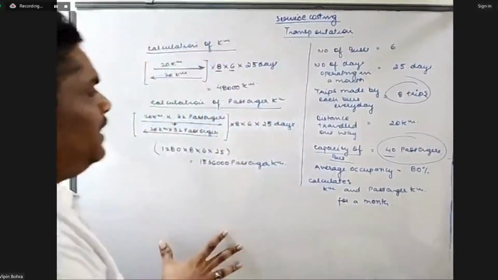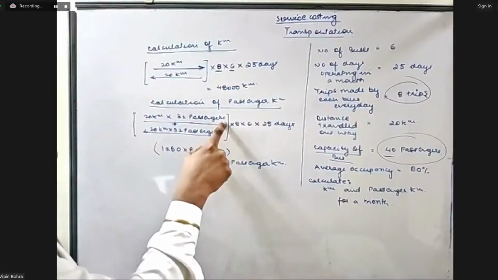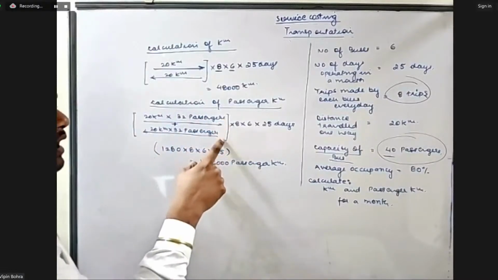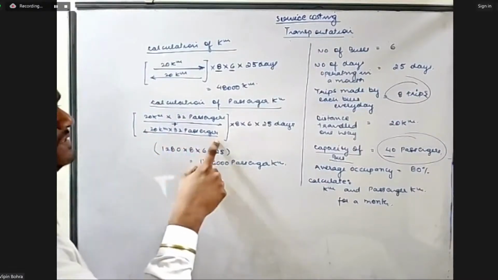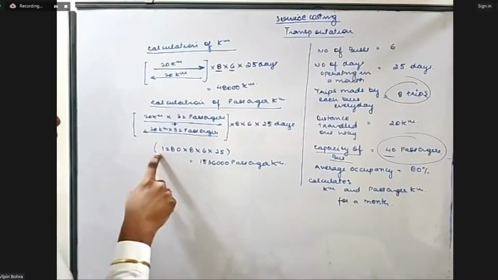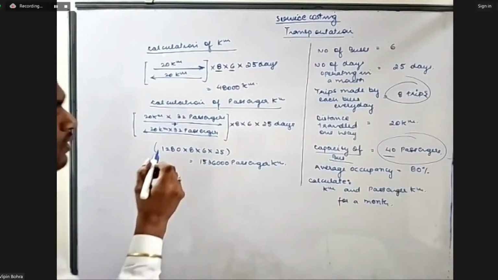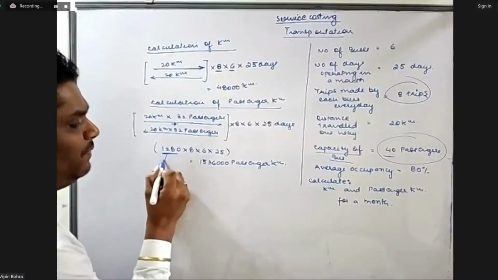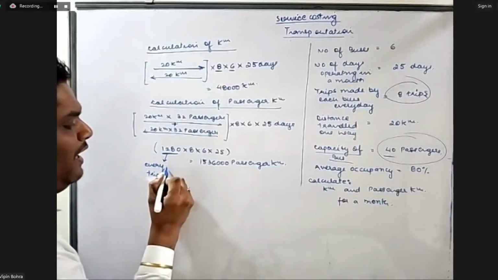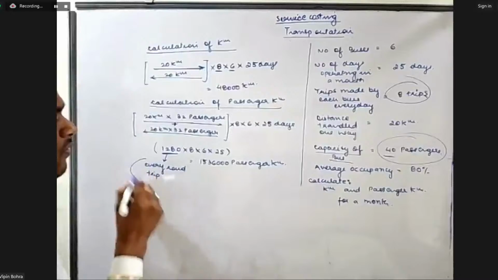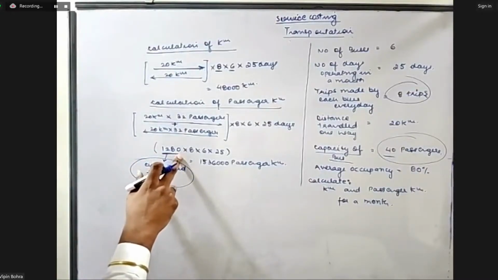So Gunjan Kumar, very simple. Total 20 kilometers, 32 passengers are traveling in onward journey. Again, in the return journey also, 20 kilometers, 32 passengers are traveling. So total for every round trip, the passenger kilometer is 1280.